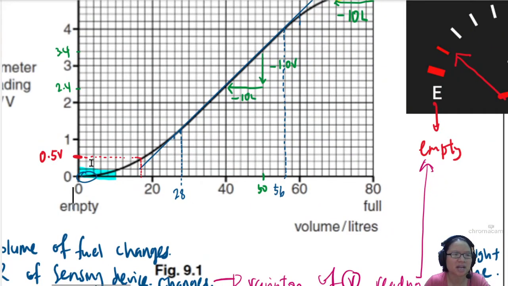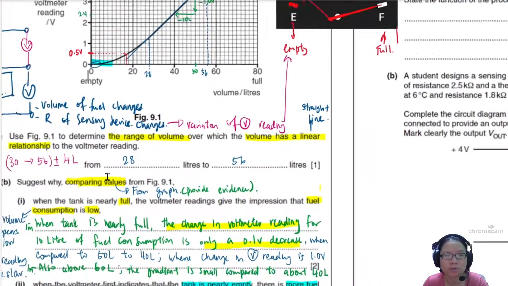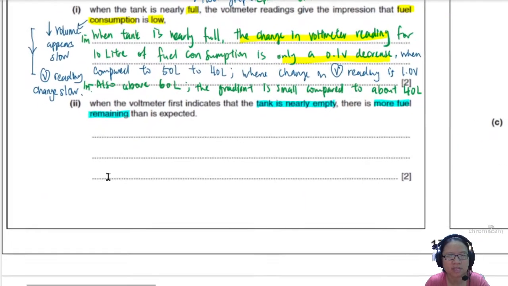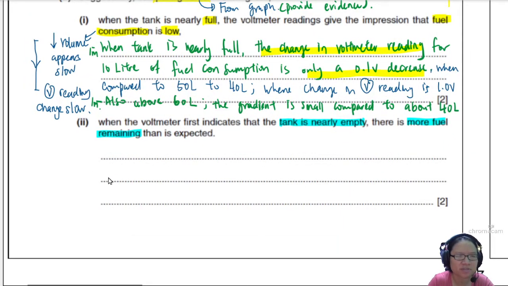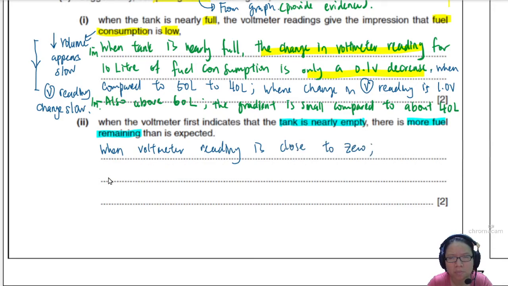Okay. So we're going to say that, for example, when the reading is nearly zero, the fuel tank still has fuel left, although the reading is almost zero. Okay. So I'm going to write that down. That's the easiest one to say. Let's say from the graph or from the figure: when the voltmeter reading is close to zero, or almost zero, there is still fuel left.